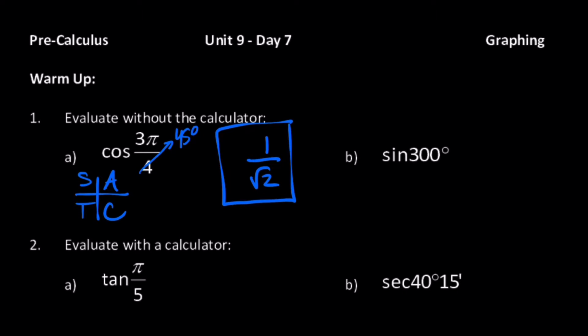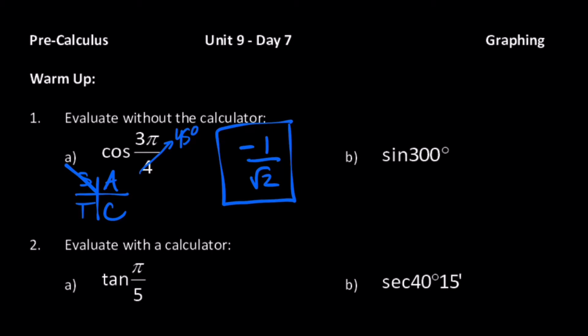To do that, we have to figure out what quadrant we're in, and 3 over 4 is slightly less than 1. So we're slightly less than 1 pi, which puts us in the second quadrant. Since sine is positive there and all others are negative, cosine will be negative.